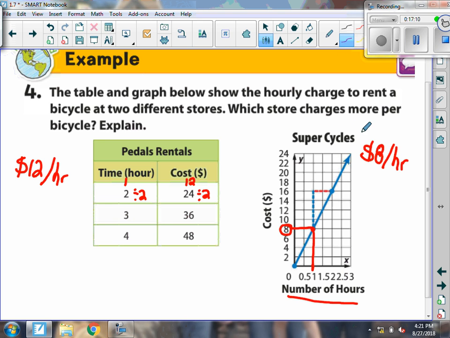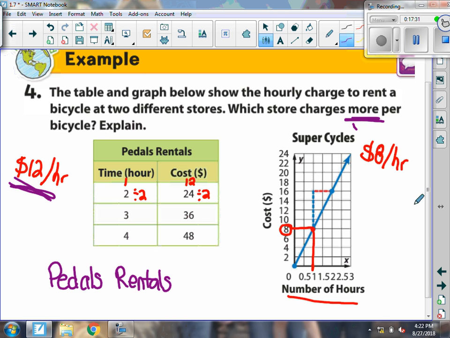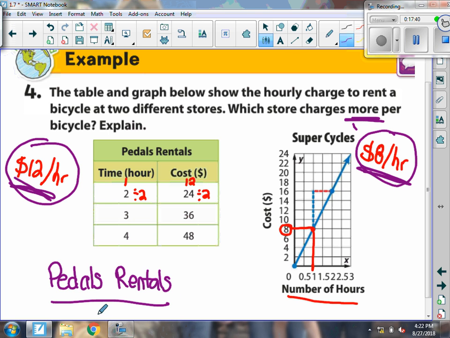So which store charges more per bicycle? So which number is bigger, 12 or 8? 12 is. So the one that charges more is going to be Pedals Rentals. And as long as you show me your unit rate for both of these, so we have $8 an hour here and $12 an hour here, as long as you show me that, you don't have to explain it, because that is explaining it. But if you choose not to show any work, then you're going to need to write a sentence explaining why this is more expensive. So it's easier just to show your work for this.